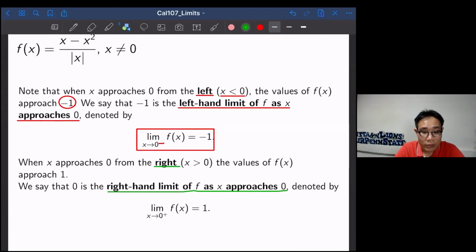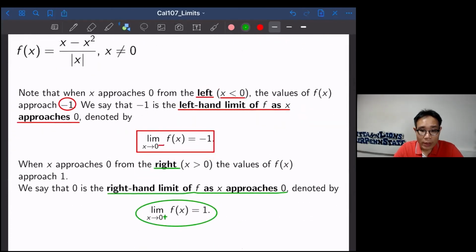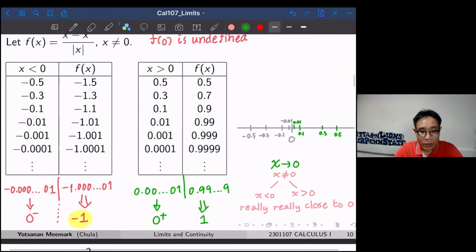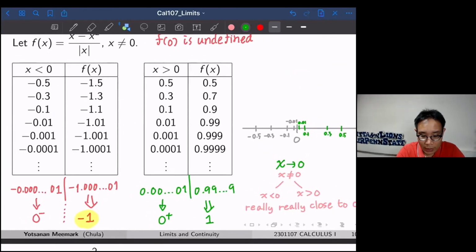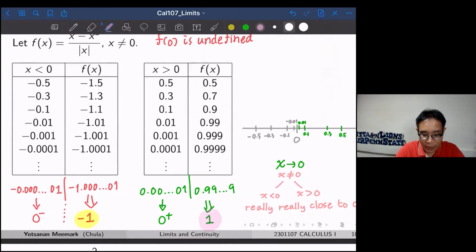In this case we denote it by the limit as x goes to 0, and we indicate the positive side here in order to give the direction, which is the right side, not the left side. We see this concept from the table. The values 1 and -1 that you calculate come from the table.